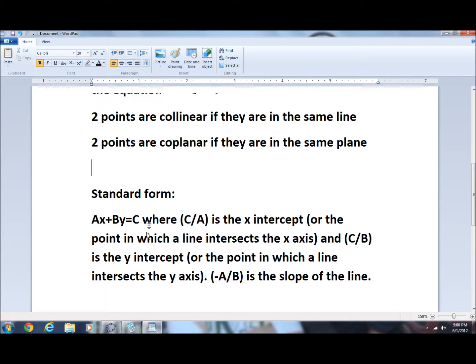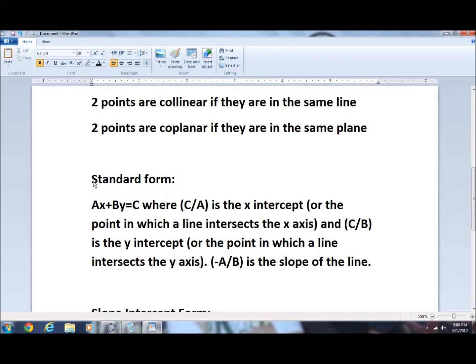Alright, so there are 3 ways to write equations of lines. The first is standard form. This is the most common. It goes in the format ax plus by equals c, where c divided by a is the x-intercept, or the point in which a line intersects the x-axis, and c divided by b is the y-intercept, or the point in which a line intersects the y-axis. Negative a over b is the slope of the line.